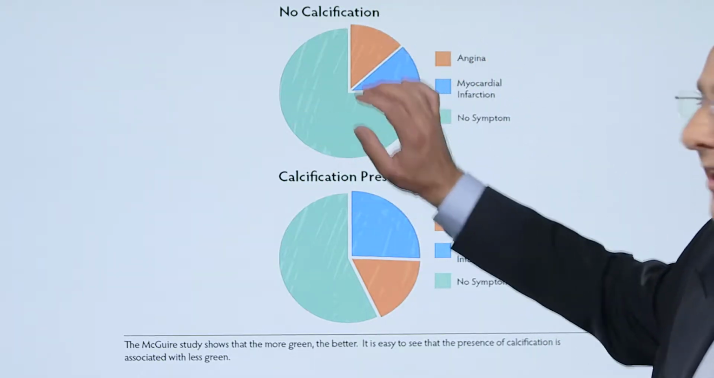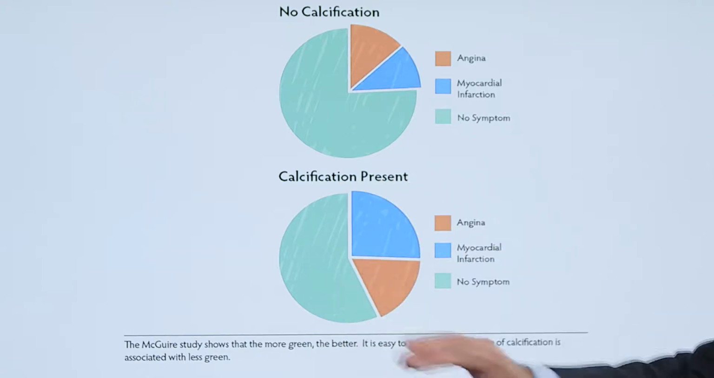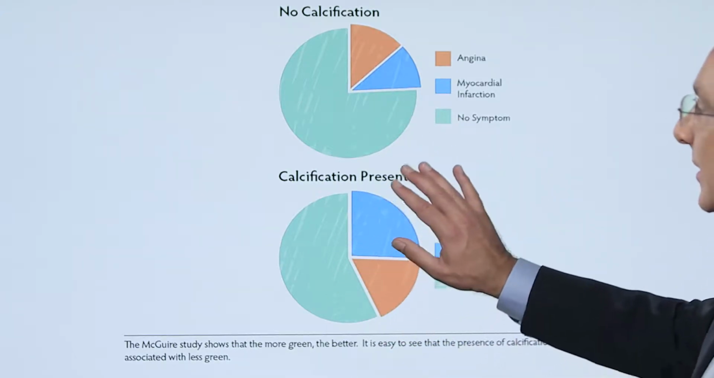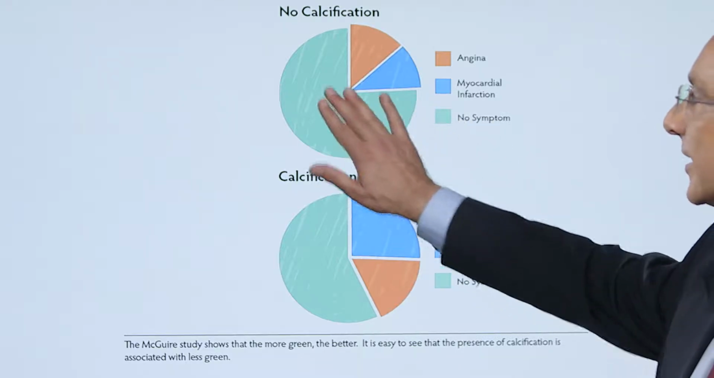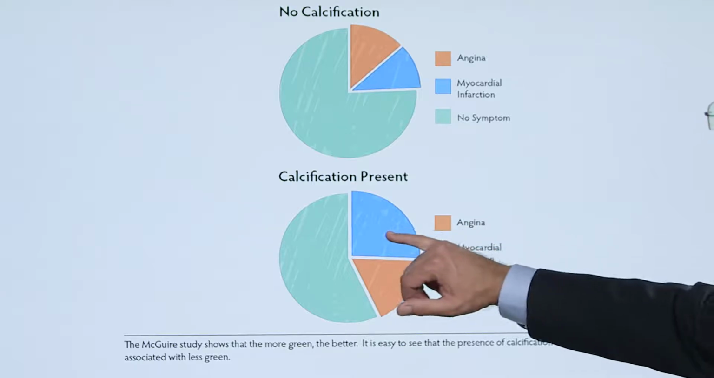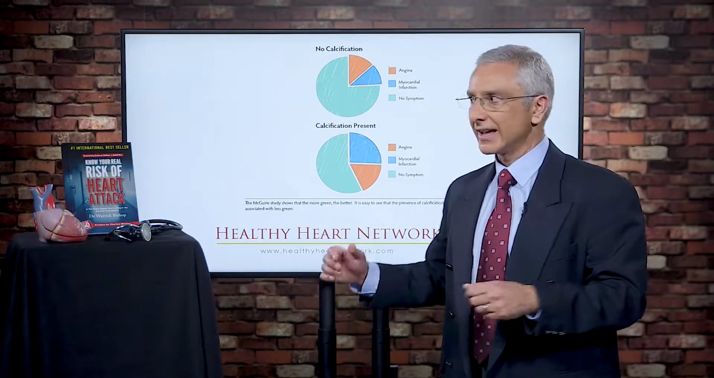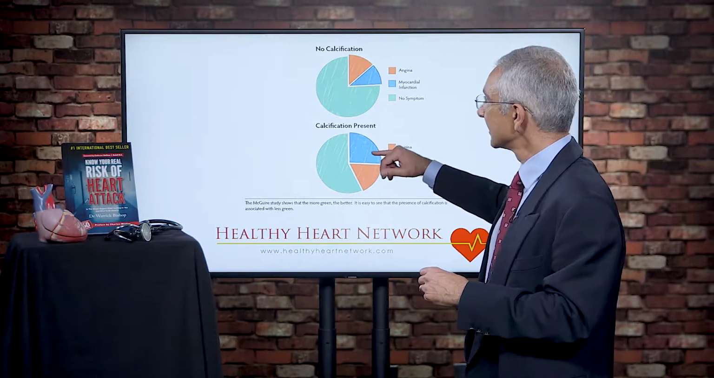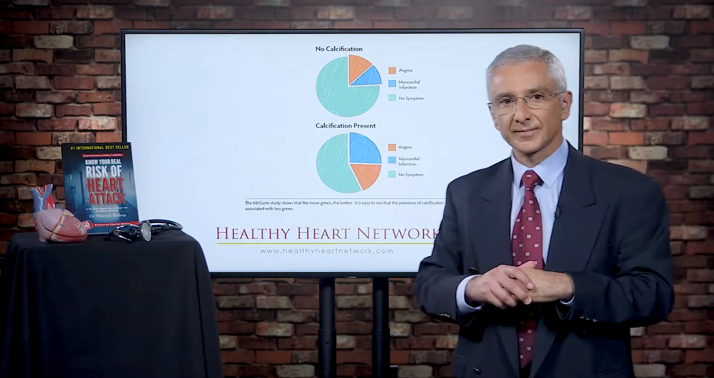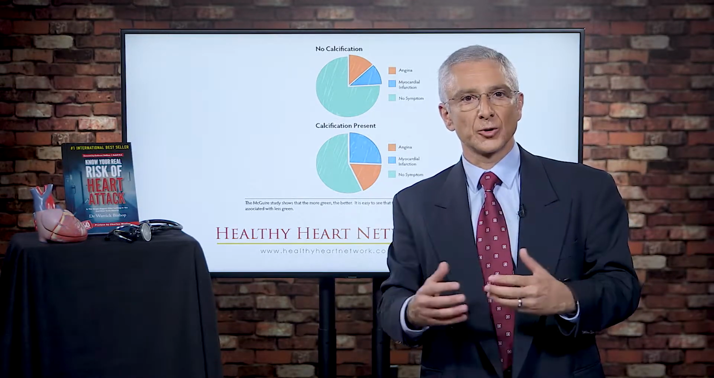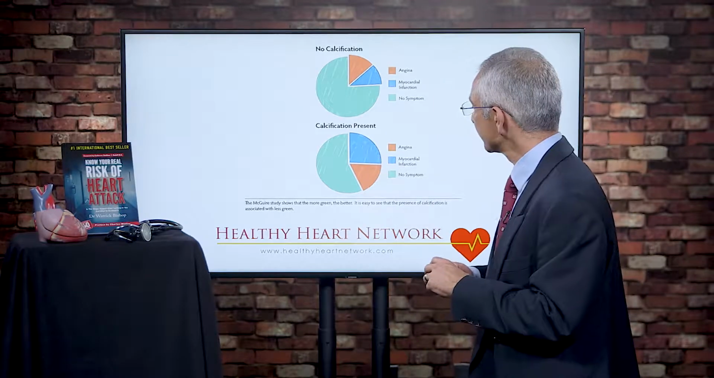This is the results of the no calcium group. This is the results of the calcium or calcification present group. No symptoms is in green and no symptoms is better. So the no calcification group had more green, more no symptoms. Myocardial infarction is in blue. This is bad. So the more blue, the worse it is. The people with calcification clearly had more myocardial infarction. Or the word we use is myocardial infarction. You're familiar with it as a heart attack.